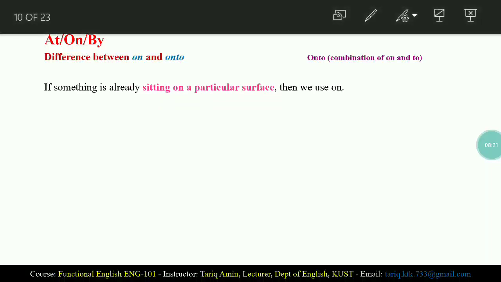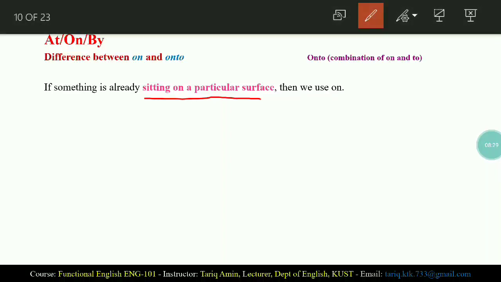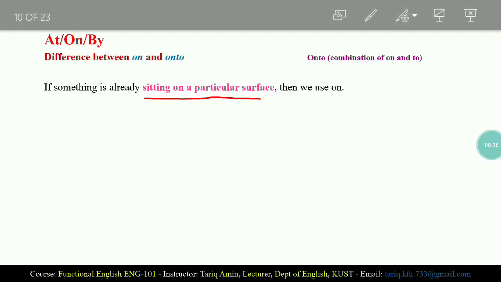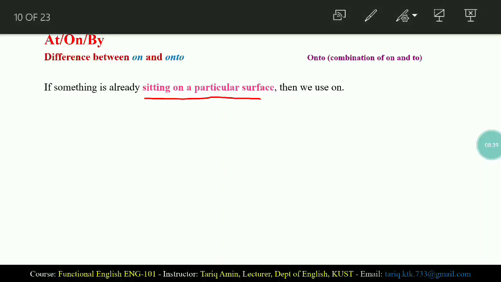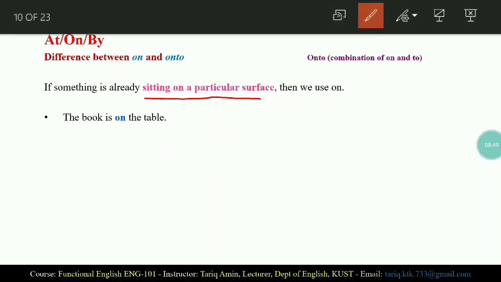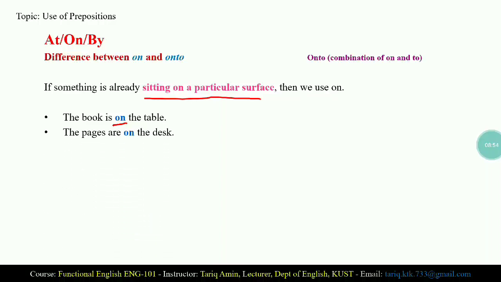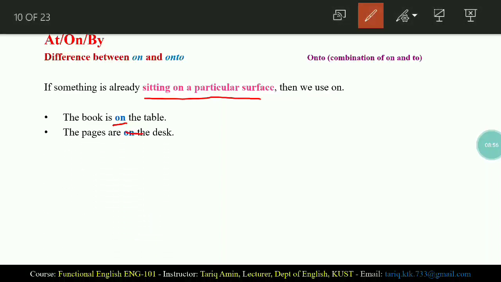If something is already sitting on a particular surface, then we use on. Very important point. Then we don't use onto, but we use on. Onto is used when you see something in movement and it occupies a particular place, while on is used when something is already sitting on a particular surface. For example, the book is on the table. The book is already on the table. And the pages are on the desk. On is a preposition.